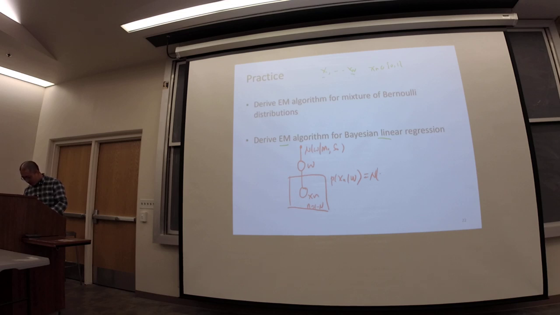Sorry, it's not xn, it's yn. So it's going to be yn given xn transpose w, with some variance, right? So why don't we use the EM algorithm to jointly estimate this prior mean and prior covariance, and also the noise variance, the noise precision, and the posterior distribution of the W. So we can apply this EM framework to do that as well.